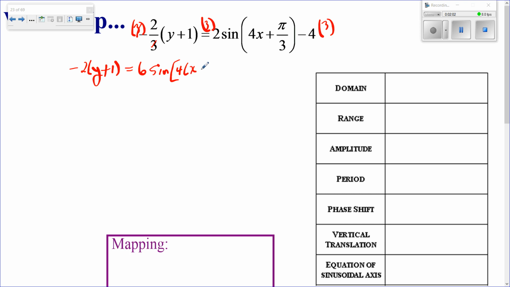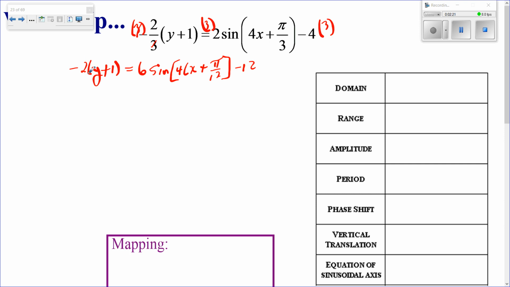X plus, so now you have to divide this by 4. Just recall that dividing by 4 is the same thing as multiplying by 1 over 4, which means this is going to become now pi over 12. And you've got a minus 12 at the end.